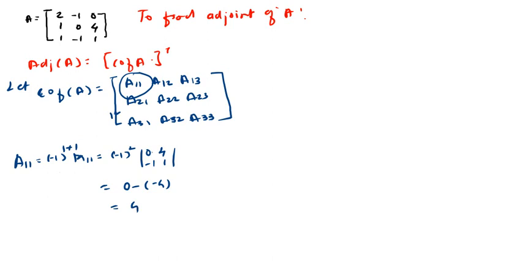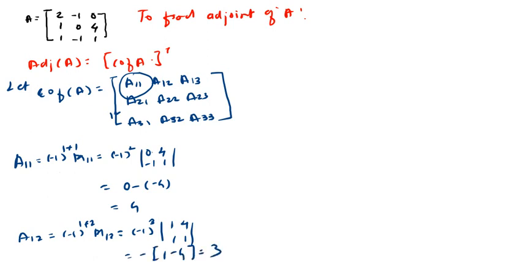Now the next element we can find is A12, which is minus 1 raised to 1 plus 2 into M12. Minus 1 raised to 3 into M12, where M12 is the minor of the element A12. So this is our element A12, and its minor will be, hide this row and this column, so what remains? 1, 4, 1, 1. So this is equal to minus 1 raised to 3, which is minus, so this will be 1 minus 4, which is minus 3, so this will be plus 3.